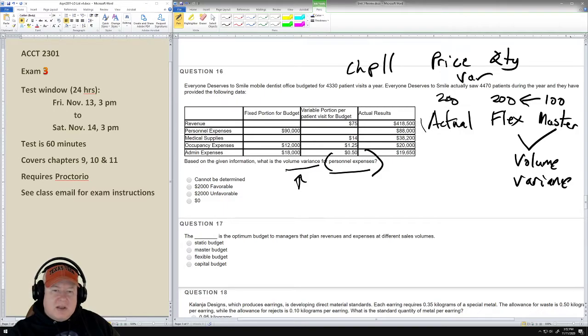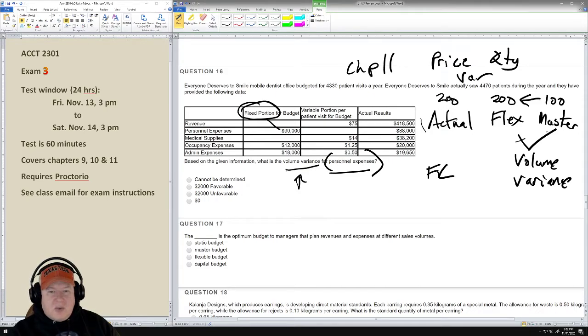What is personal expenses? It is fixed. And what is the definition of fixed? Remember, a fixed cost is one that does not change due to volume, right? So even though we move from 100 to 200, that's like saying, do we change the rent of the building because we sold more or less? No, we don't. And that's what we're saying here.